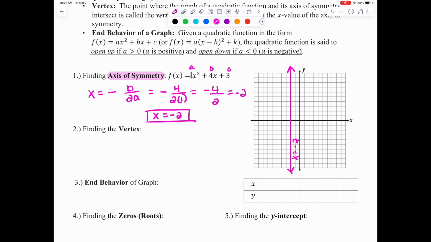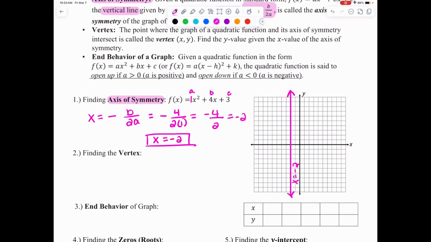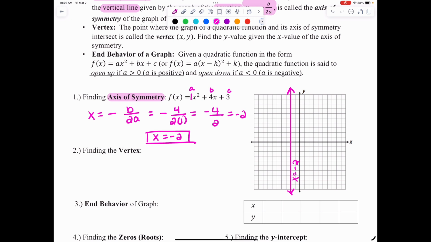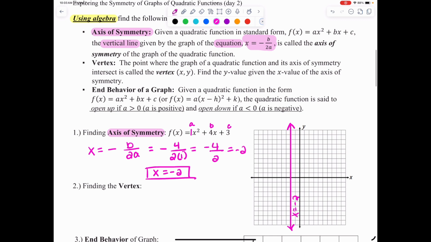So you can find the axis of symmetry algebraically. You do not need to find it by the graph. So if you recall from the previous lesson, we found the axis of symmetry on the graph, and then the vertex was where the axis of symmetry and the graph intersected. Obviously, we can't use that when we're doing it with no graph, so let's look at what we do algebraically. For the vertex, it's still the point where the graph of this quadratic function and the axis of symmetry intersect.